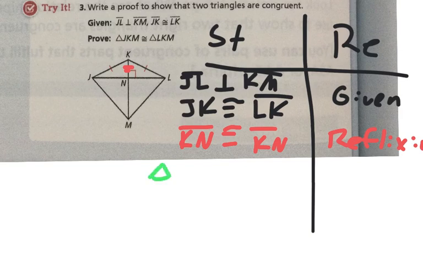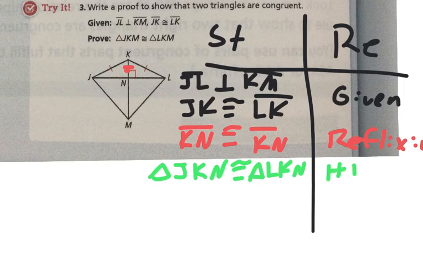So I can say triangle JKN must be congruent to triangle LKN. And that's because we had the hypotenuse leg theorem, right? We had a hypotenuse and a leg. Okay, so that means all the pieces that match up must also be congruent.